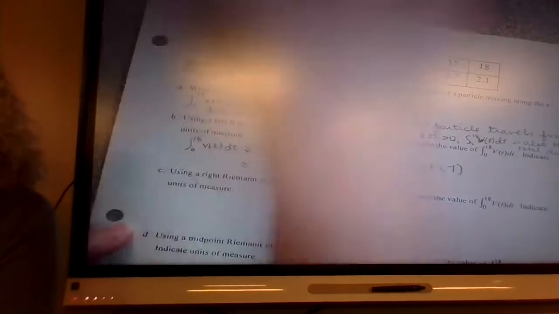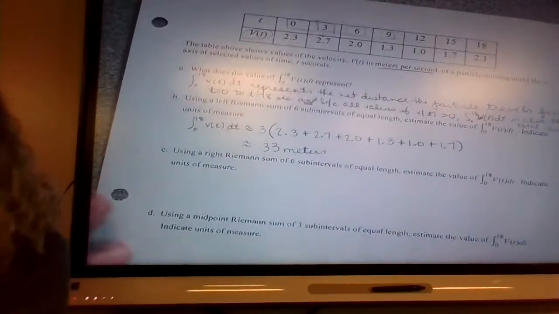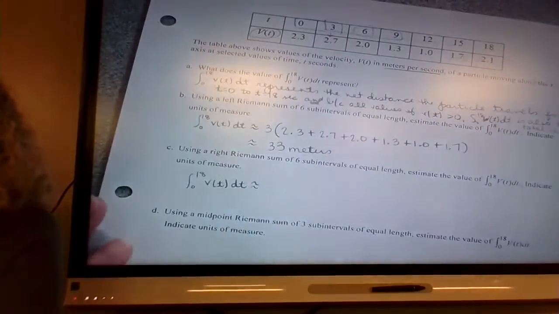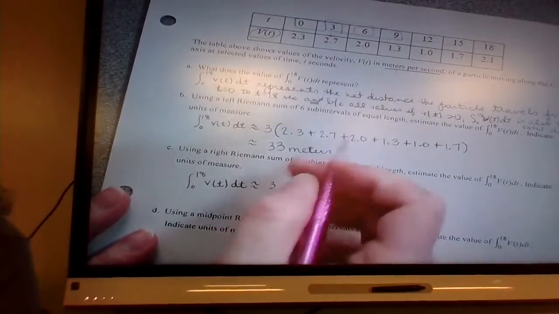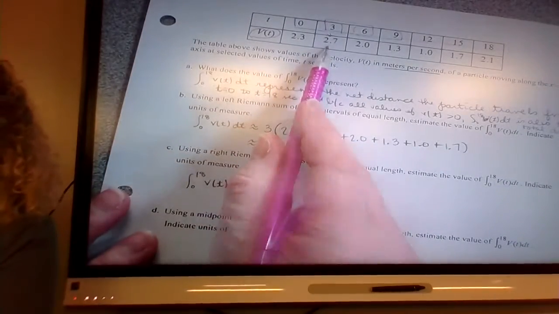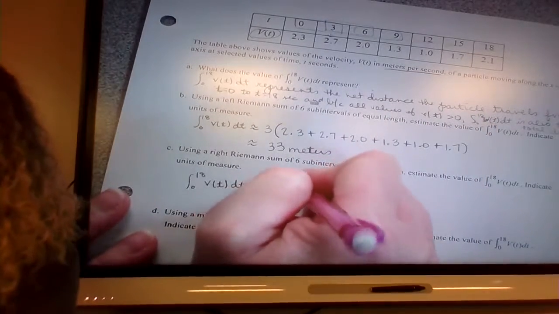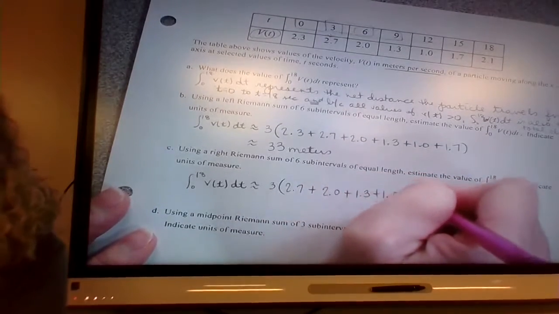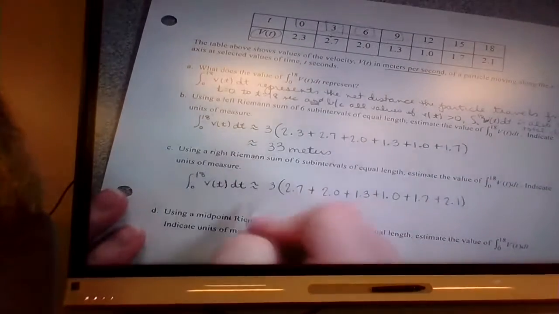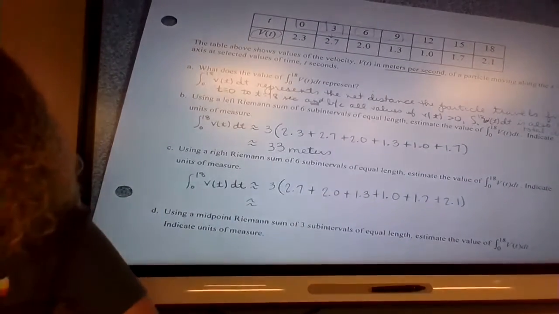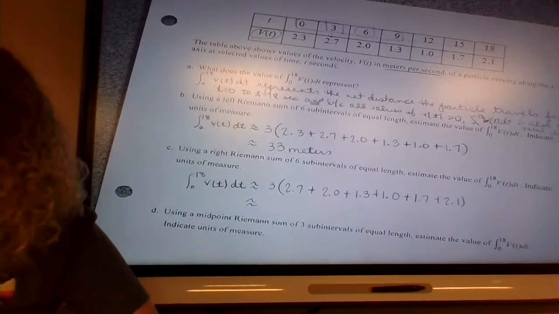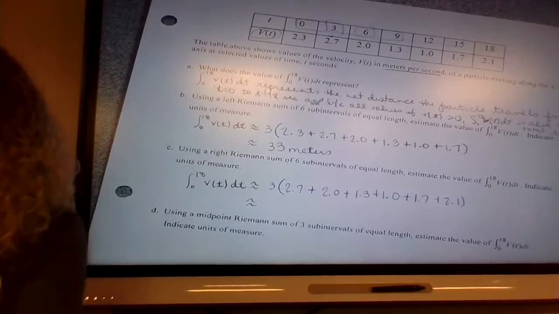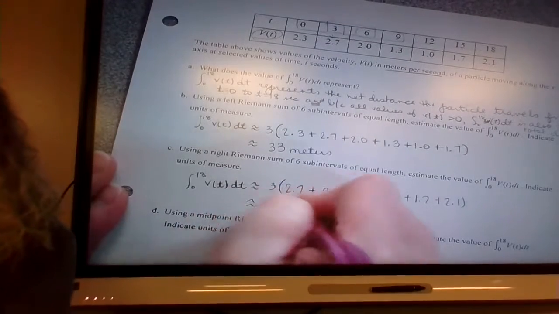Okay, so then the next is a right Riemann sum. So 0 to 18 of v of t dt would equal, there's still going to be 3 in length, but this time I have to use the right side. So it's going to start at 2.7 and go from there. So 2.7 plus 2.0 plus 1.3 plus 1.0 plus 1.7 plus 2.1. So that would be 32.4 meters.